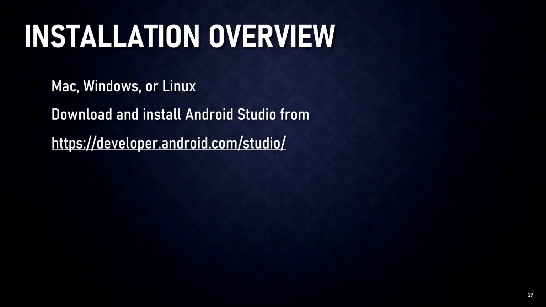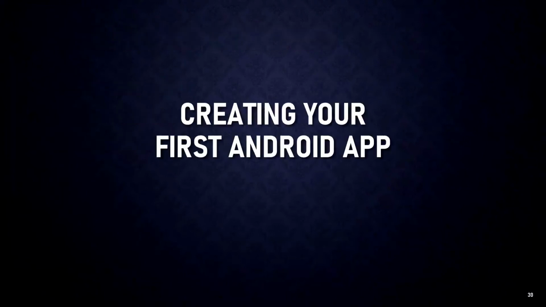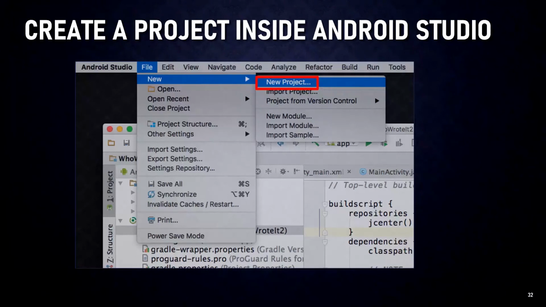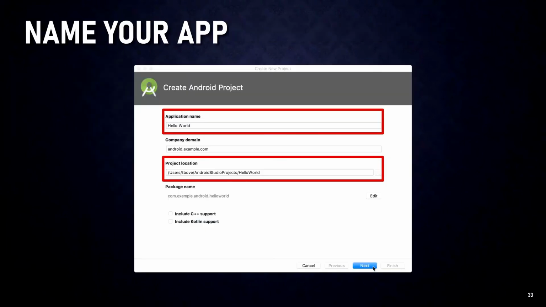So let's see what creating our first app looks like. Here you may click on the Android Studio icon to start a new Android Studio project. If you are already inside Android Studio or inside the project pane, you can just go to File and click on New Project. Once you click on that, you can name your application anything. Also, you can configure it later on, but it's better if you name your application here. Also, you can specify where to place your project.